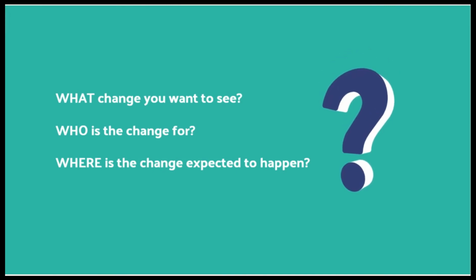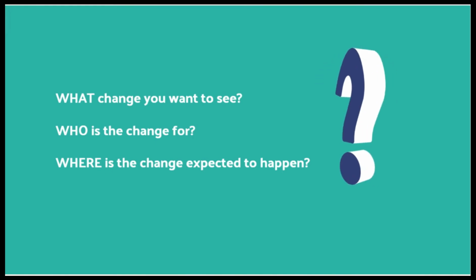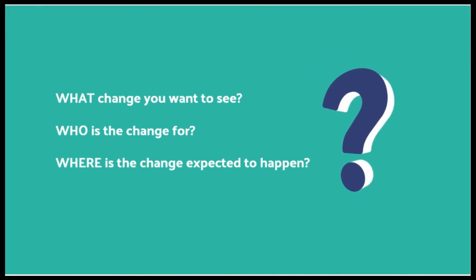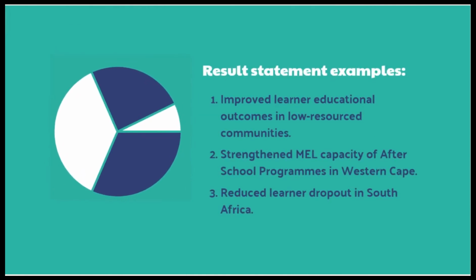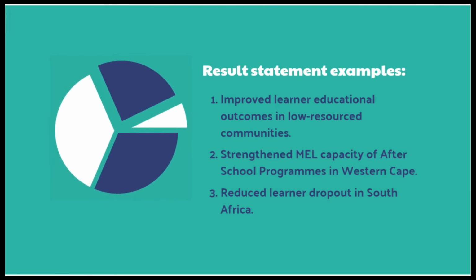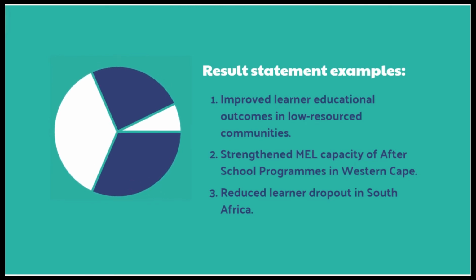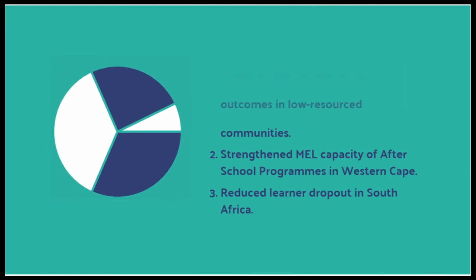Where is the change expected to happen? Example, enhance economic empowerment for female-headed households in the Makanda community. Here are some result statement examples. Improved learner educational outcomes in low-resource communities. Strengthened M.E.L capacity of after-school programs in the Western Cape. Reduced learner dropout in South Africa. Take a moment to pause the video and think of result statements for your own program.